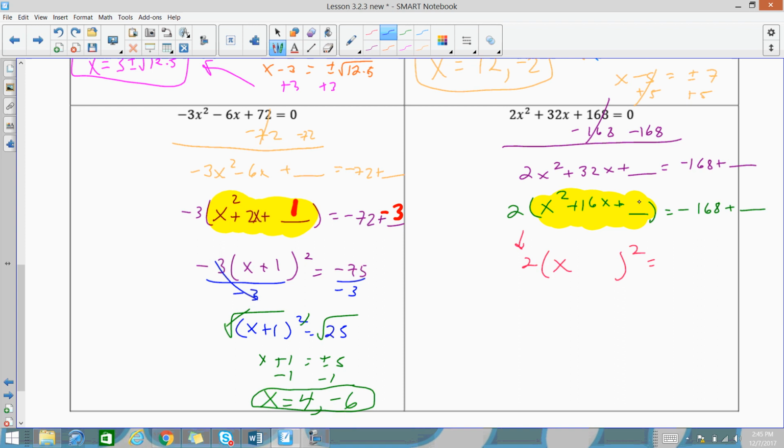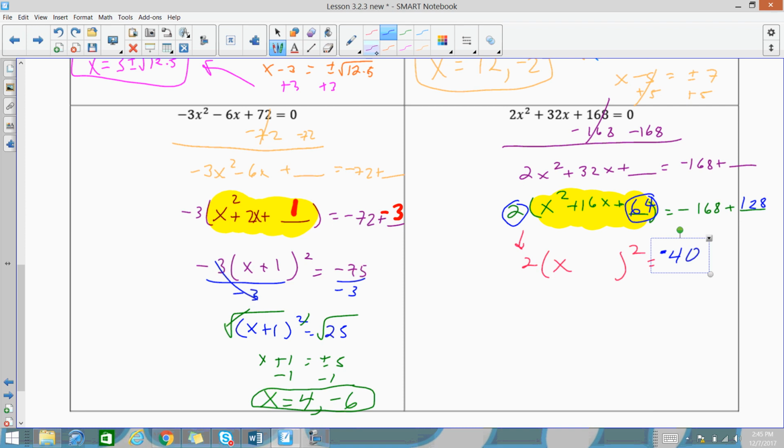All right, so let's go back up to that binomial. To get our special c value, you go b divided by 2, which is 8. 8 squared is 64. But this number over here is not 64. It's going to be 2 times 64, which is 128. So now we're going to add negative 168 plus 128, which is negative 40. Sorry, negative 40.